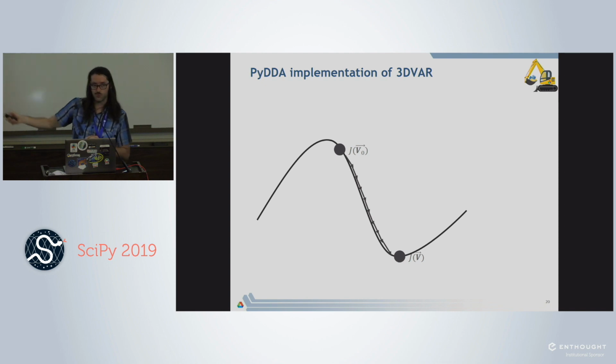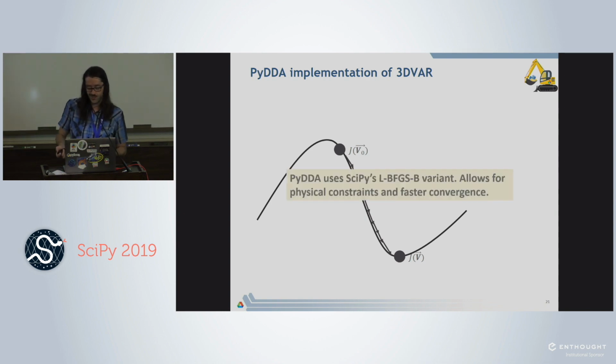And once the gradient is relatively flat, which we usually say when the norm of the gradient is less than 0.01 or something like that, then we know we've reached convergence. Now, SciPy uses a different variant of this that allows for physical box constraints and faster convergence, so that it knows the solution is going to be physically realistic and can take advantage of those constraints to speed up the retrieval.